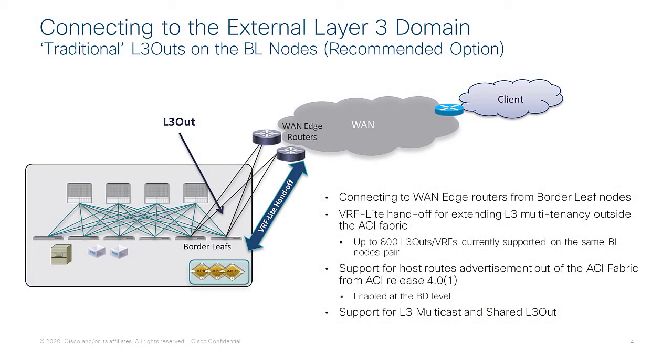The typical L3 out is usually called the border leaf L3 out. It has been supported from the very beginning and it still is the recommended option. It allows connecting WAN edge routers directly to the border leaf nodes and allows deploying a sort of VRF-Lite hand-off to allow different VRFs to achieve connectivity with the external network domain. We can support today up to 800 L3 outs and VRFs per border leaf pair. So it scales up also to a significant amount of VRFs.